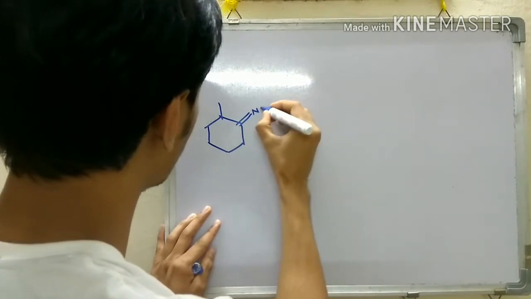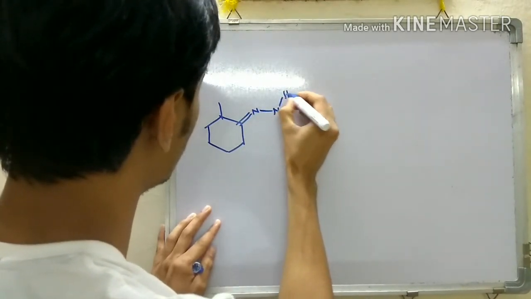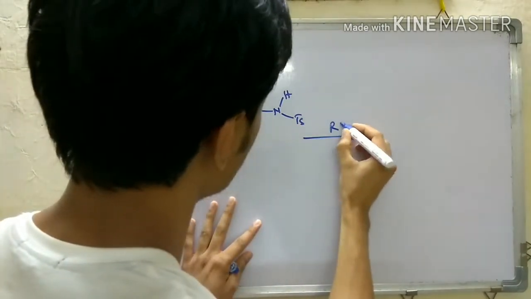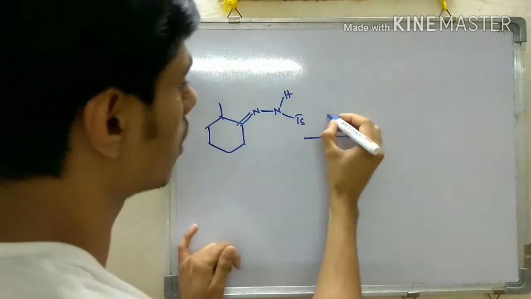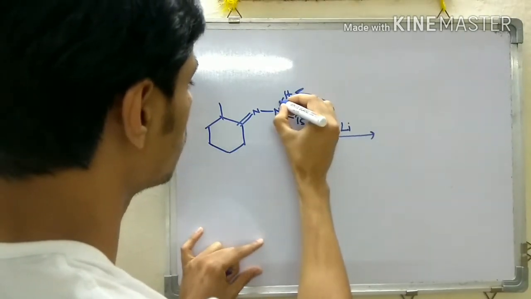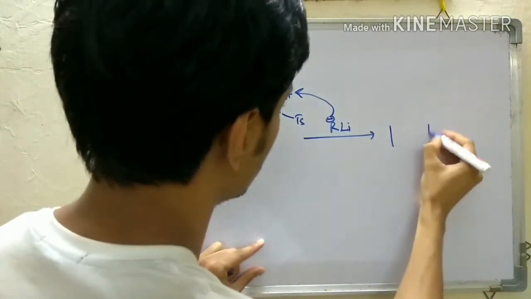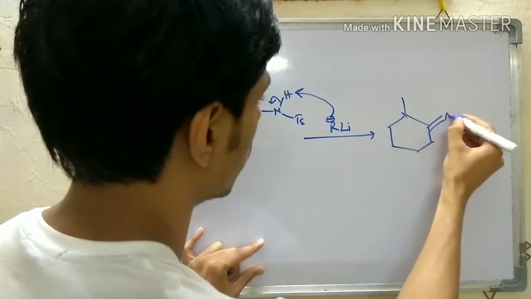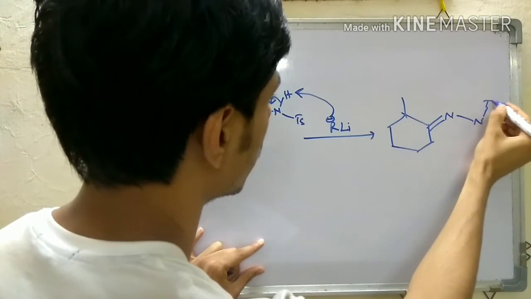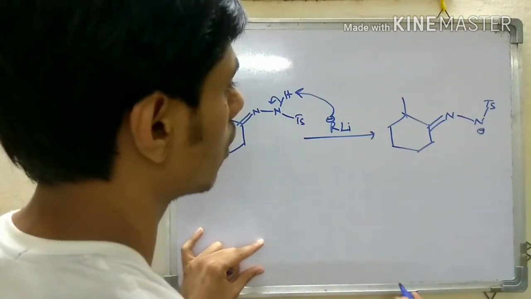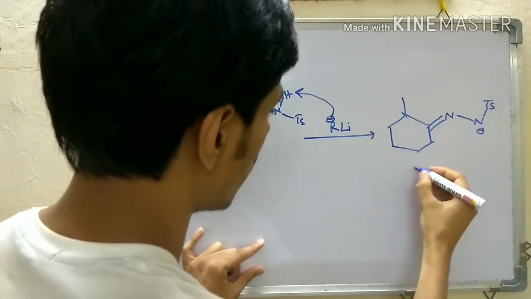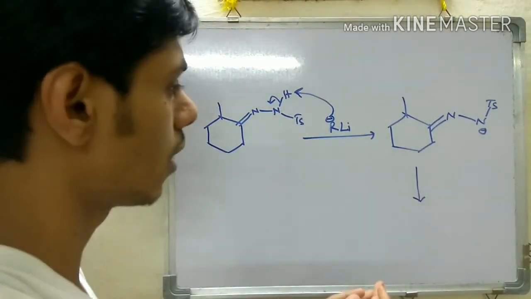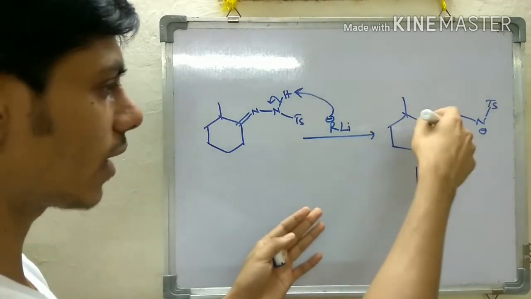Let's say I take this example, NHTS. So first, in this case, you use alkyl lithium. So first step, it will deprotonate this to give you this NTS minus.